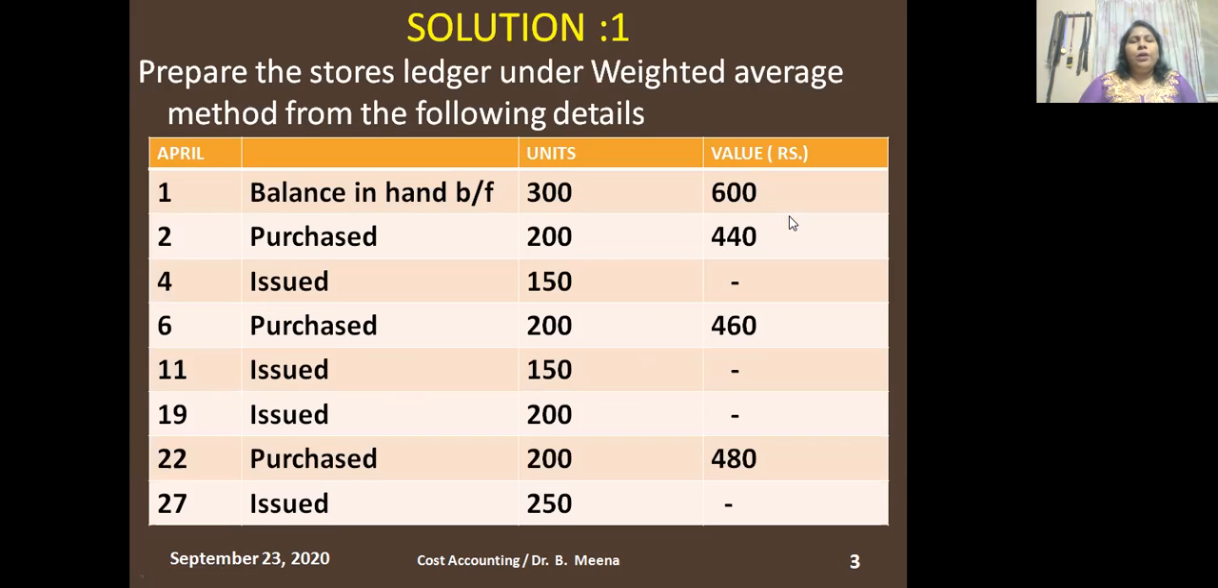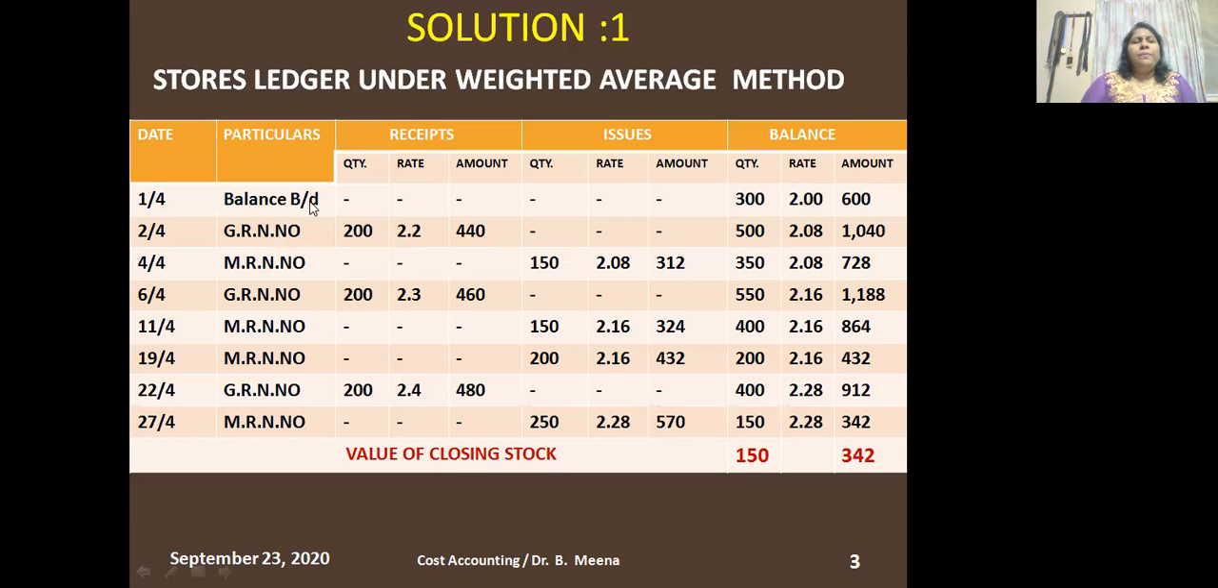Then I'll move on to the next date as per the question. 2nd April, what happened on the day? Purchase, so the GRN number. How many units did I purchase? 200. What is the value? 440. Now check out the solution. I showed the date and then the particulars as goods received note number. Whenever I am purchasing, I will show this kind of particulars. That is the abbreviation I showed.